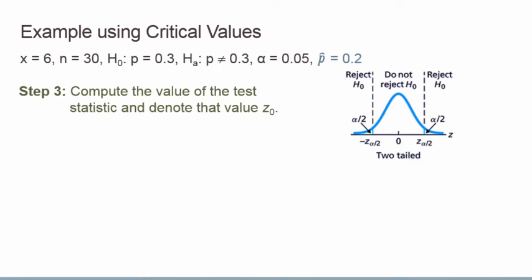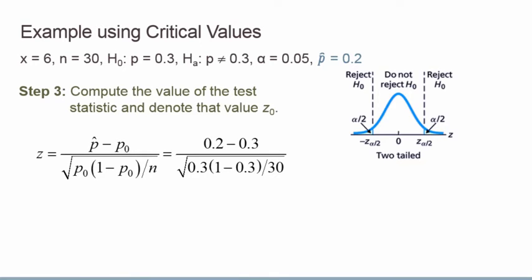Continuing, step 3. Compute the value of the test statistic and denote that value z sub 0. Z equals p hat minus p sub 0 divided by the square root of p sub 0 times (1 minus p sub 0) divided by n. Substituting, I have 0.2 minus 0.3 divided by the square root of 0.3 times (1 minus 0.3) divided by 30.